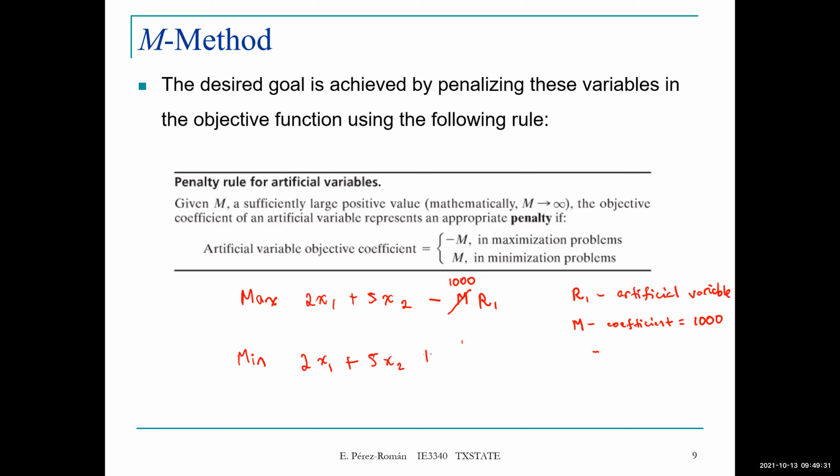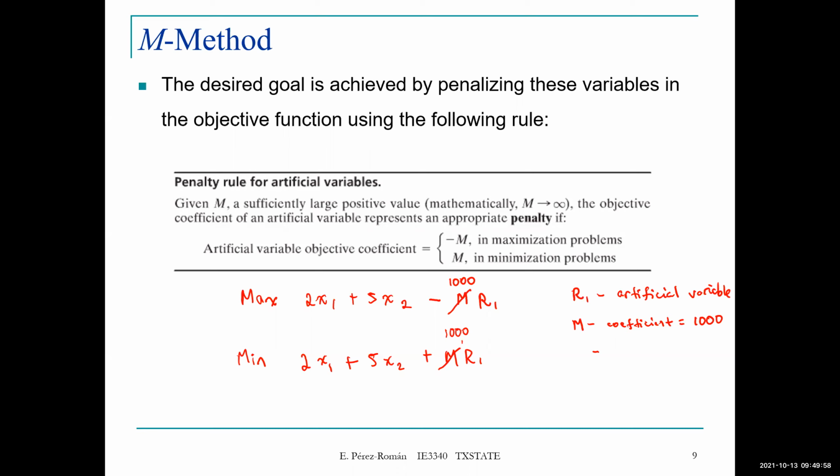We're going to make this positive. Why is that? Because as you increase R1, and let's say this is 1,000, as you increase R1, this objective function is going to become very big. And you don't want that. You want that to be small. So at the end of the solution, that artificial variable should be equal to zero. You're going to see that with a problem, but this is the main idea of the method.